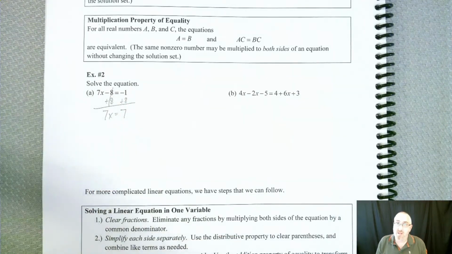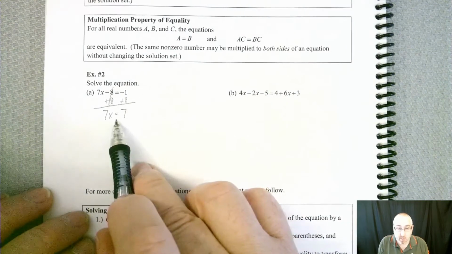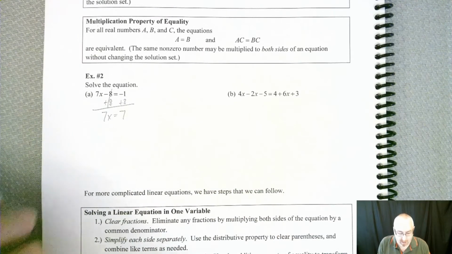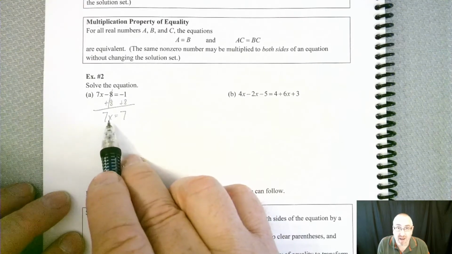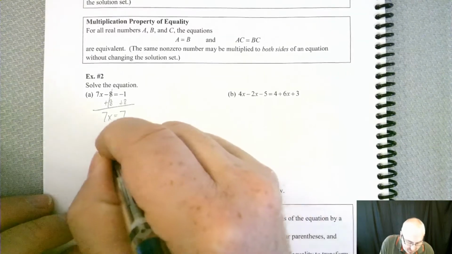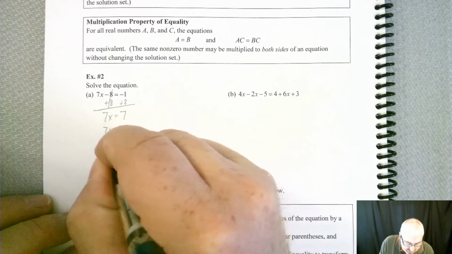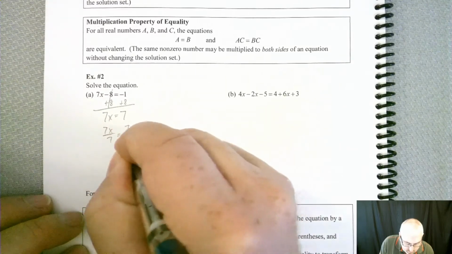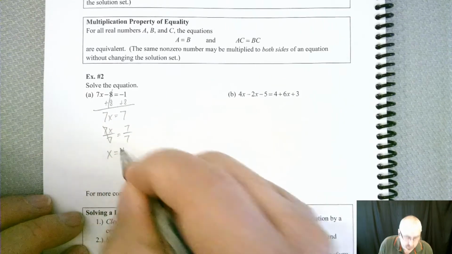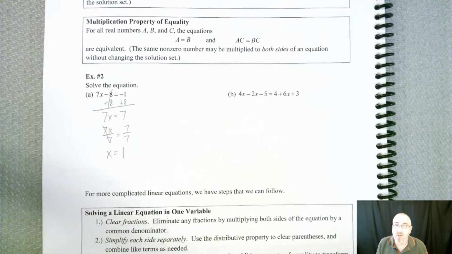So we've just transformed it into an equivalent equation. The answer to this equation should be the answer to the original. So now let's go one more step and make it even more simple. How can we get rid of this 7 in front of the x? Well, we've got to divide it. So if we divide both sides by 7, that cancels them out, and you're left with x equal to negative 1. So that should be the answer.